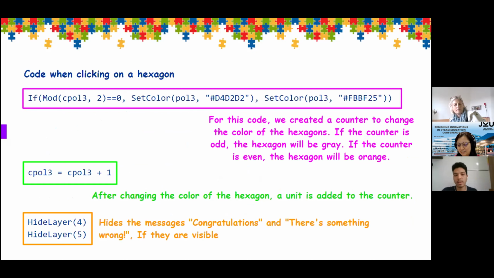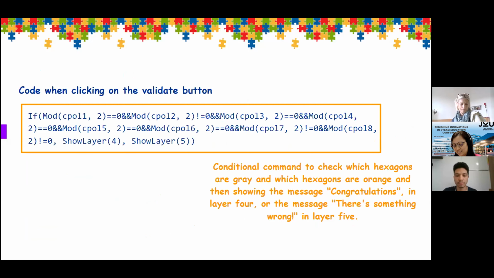Here is the code for clicking hexagons. The code is highlighted in purple. We create a counter to change the color of the hexagons. If the counter is odd, the hexagons will be gray. If the counter is even, the hexagons will be orange. The code highlighted in green: after changing the color of the hexagons, a unit is added to the counter. And the code highlighted in orange hides the messages "Congratulations" and "There's something wrong" if they are visible.